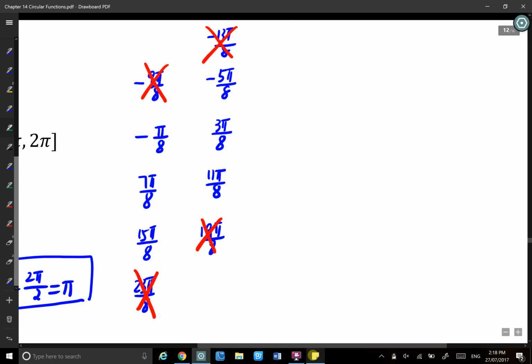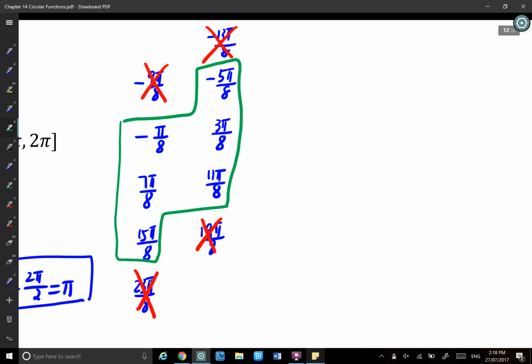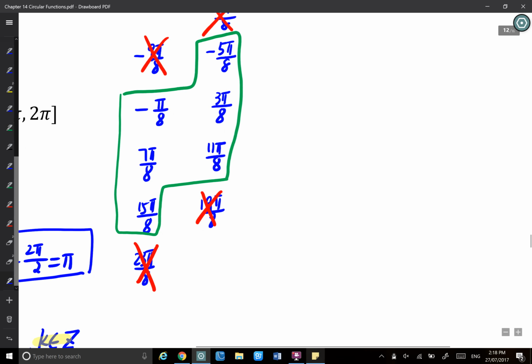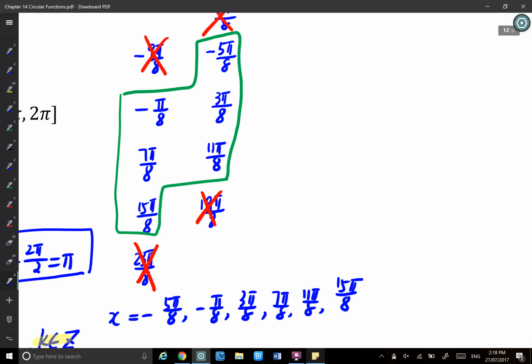Therefore my solution will be this. Write your solution according to the order. x will be minus 5 pi on 8, minus pi on 8, 3 pi on 8, 7 pi on 8, 11 pi on 8, and 15 pi on 8. You need to state the answer. You can't just leave your answer like that. In the end, you need to give a statement: what are your solutions? So there are 2, 4, 6 solutions.